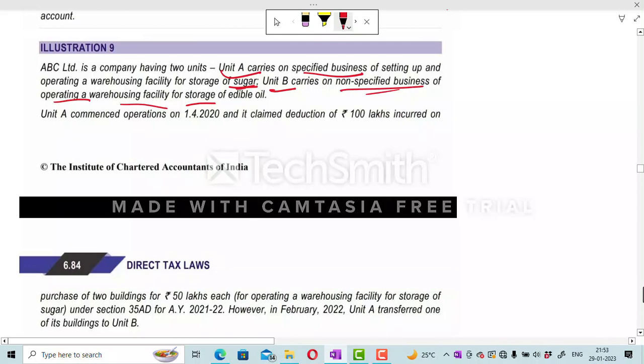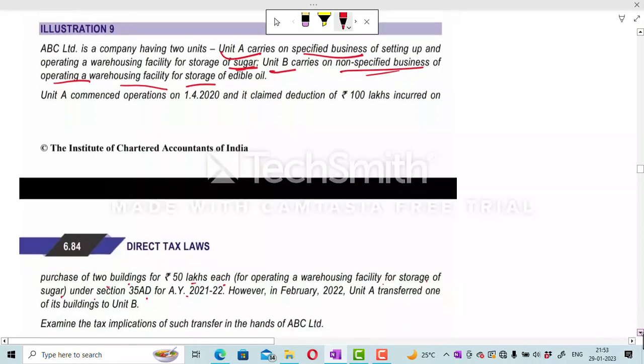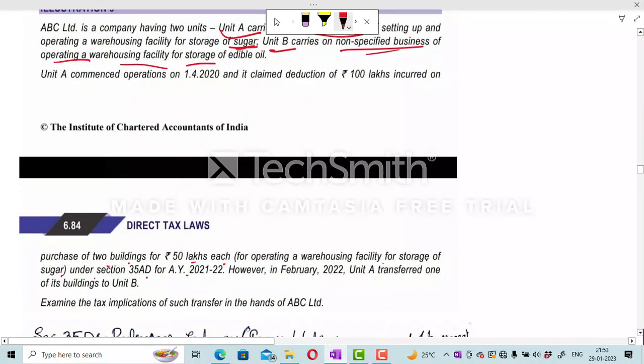Unit A commenced operations on 1/4/20 and claimed a deduction of 100 lakhs incurred on purchase of 2 buildings of 50 lakhs each for operating the warehousing facility for storage of sugar under section 35AD for assessment year 21-22. However, in February, Unit A transferred one of its buildings to Unit B. Examine the tax implications for such transfer in the hands of ABC Limited.